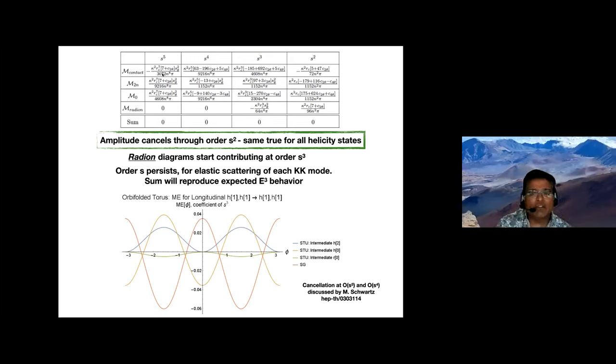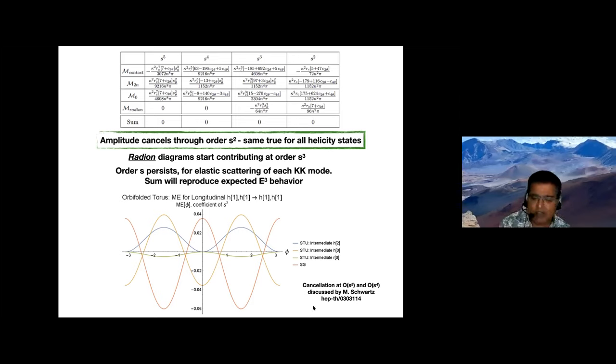And what I've tried to show you here by including the angular dependence of each of these contributions is that these cancellations really are highly non-trivial, right? Here's the angular dependence of the different contributions throughout phase space. And the radion diagram starts contributing only at order S cubed, but the radion contribution is crucial. Without the radion, you would not get the cancellation at energy to the sixth or at energy to the fourth.